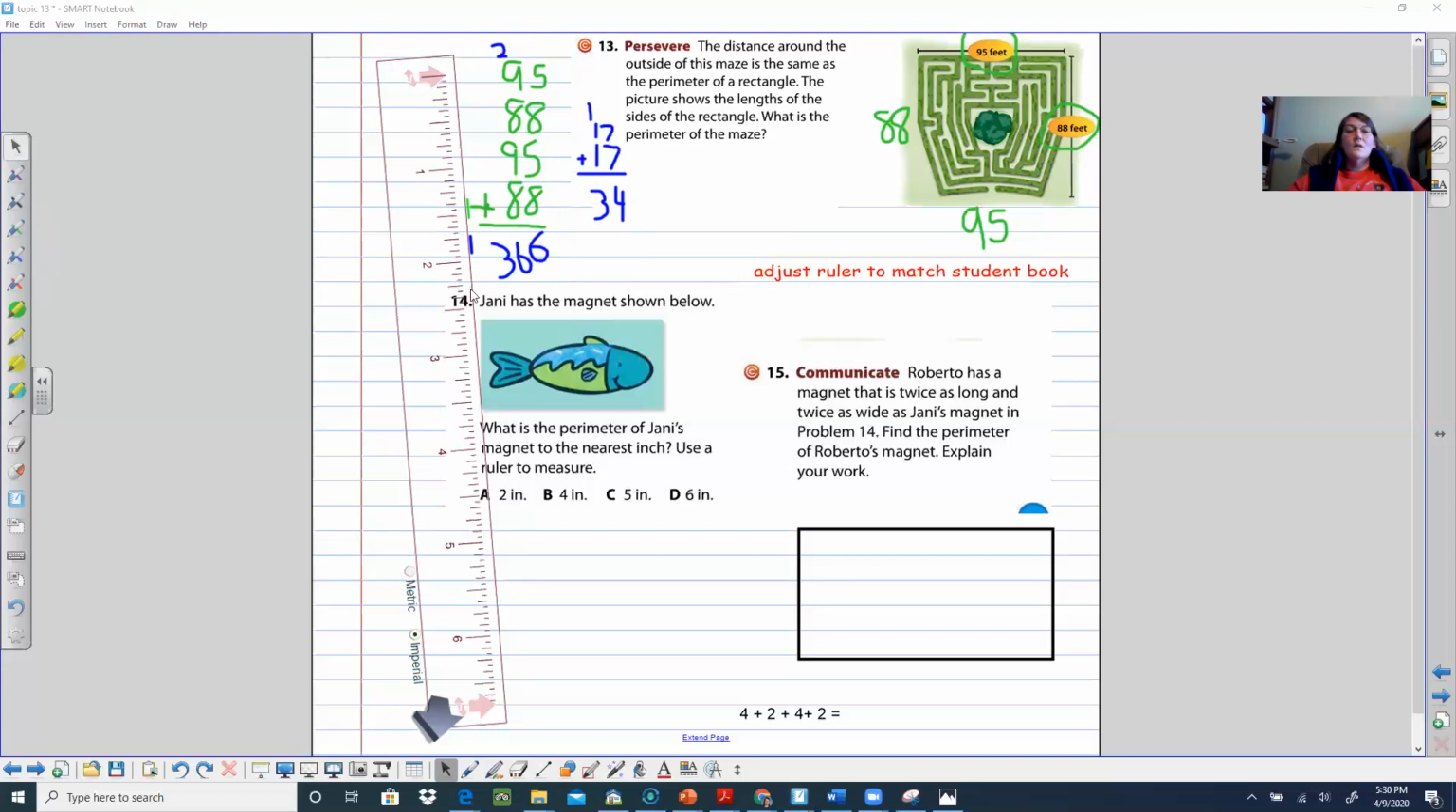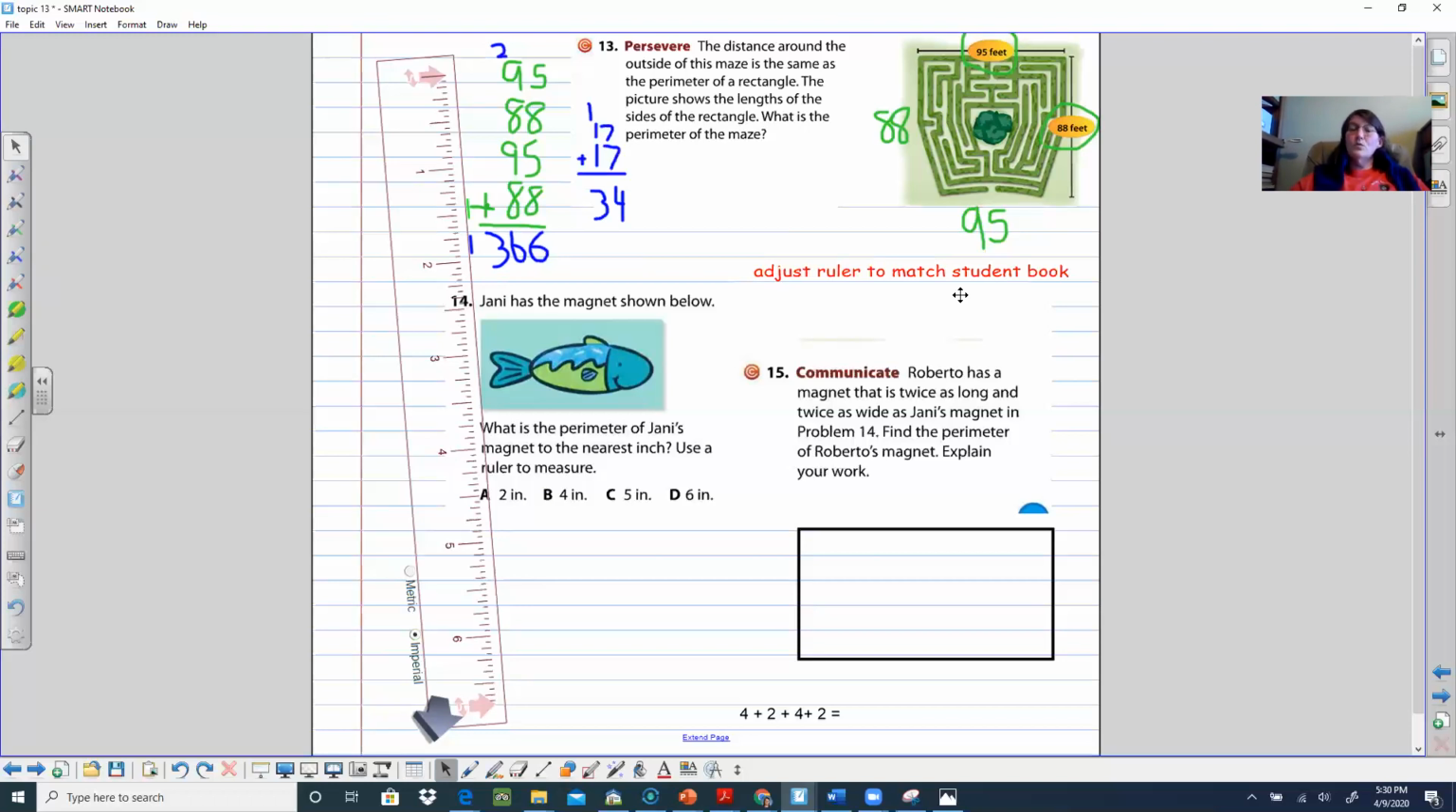But I'm going to slide it up because I like things just right. There we go. That makes me happy inside. Okay, so this says adjust ruler to match student book. I know some of you out there, if you're doing the paper pencil packet, you're like, I don't have a ruler at home. I don't expect you to have a ruler at home. So just follow along with us.